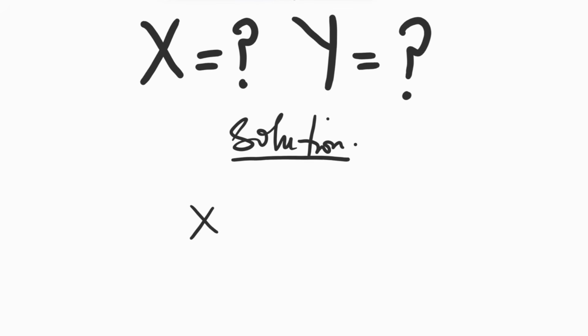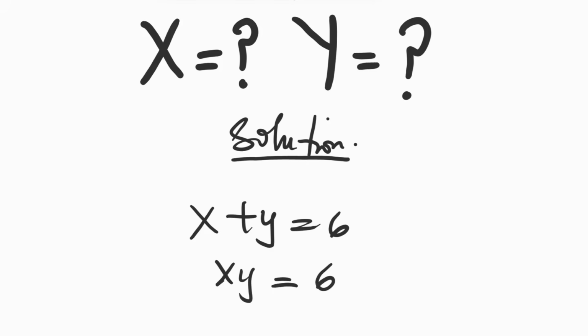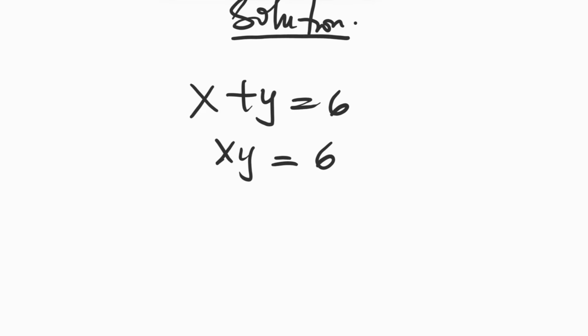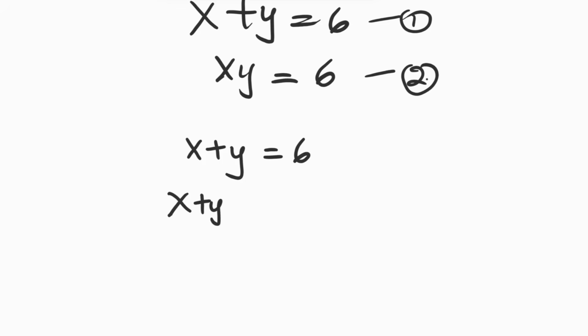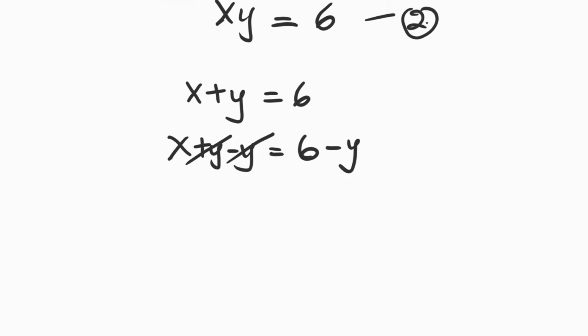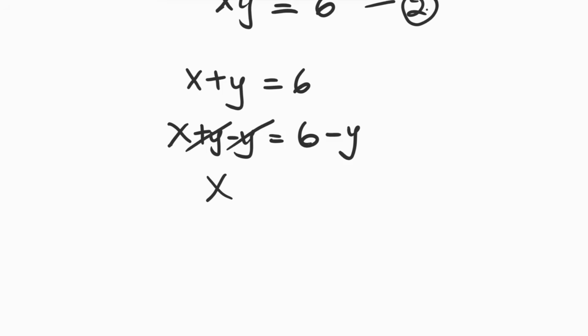So we have x plus y equals 6 and xy equals 6. The first thing we can do is, this is our equation 1, that's equation 2. So let us take equation 1 and subtract y from both sides of the equation. 6 minus y plus y, and minus y, they both cancel out. So we have x equals 6 minus y. This is our equation 3.